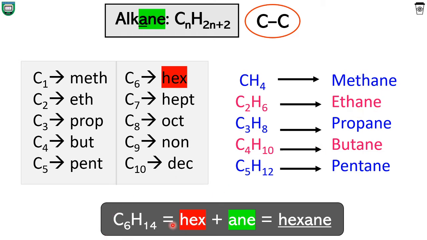For example, if we are going to name the C6H14 molecule, this molecule has 6 carbon atoms, so we are going to use hex as a root name. If we substitute n equal to 6, 2 multiplied by 6 is 12, plus 2, that becomes 14. So the C6H14 molecule satisfies the alkane general formula, or this molecule is an alkane. So we are going to use ane as a suffix. So combine hex and ane, so it becomes hexane.